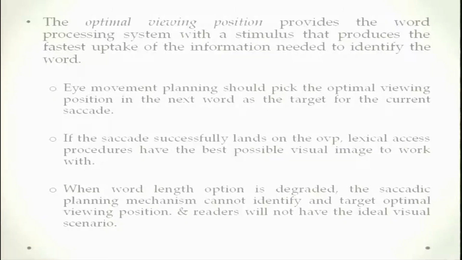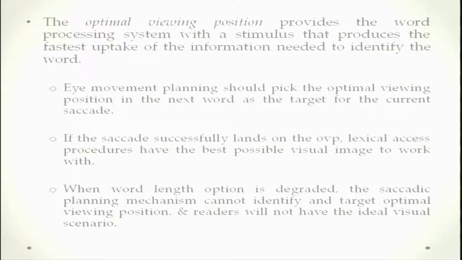The optimal viewing position basically provides the word processing system with a stimulus that produces the fastest uptake of information needed to identify the word. So if you're landing on the optimal viewing position, that is where the fastest uptake of information is going to happen, and that is what will facilitate the fastest reading of these kinds of words. Eye movement planning, in view of this optimal viewing position, should therefore be able to pick up the optimal viewing position in the next word as the target while it is still at this current word.